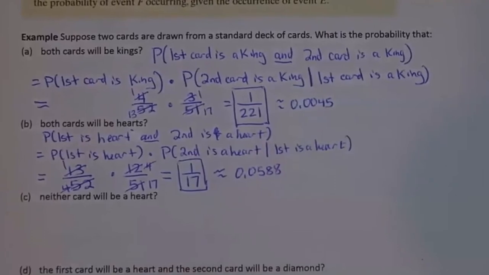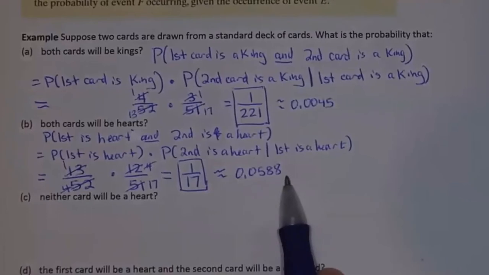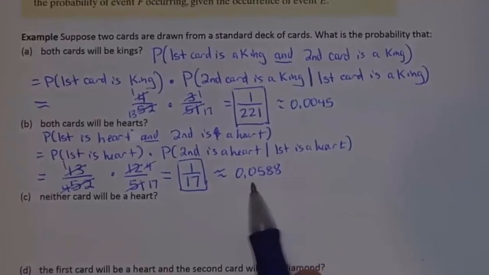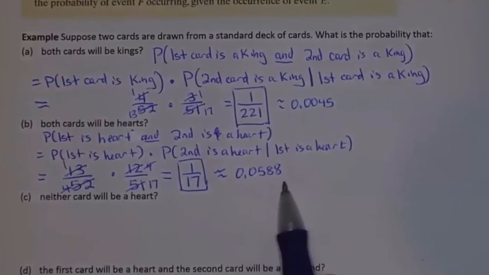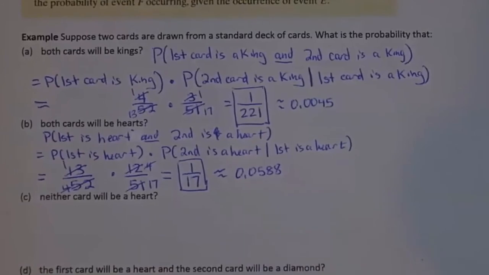So again, if I repeat this experiment a large number of times, shuffle a deck, draw out 2 cards, shuffle a deck, pull out 2 cards, if I did that 10,000 times, about 588 of the times I would get 2 hearts. The rest, I would get something other than 2 hearts.